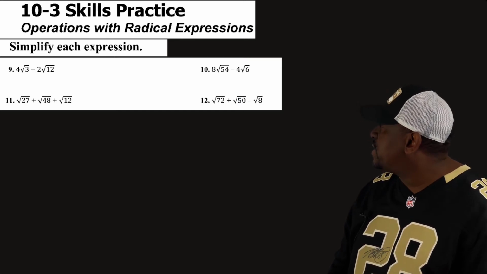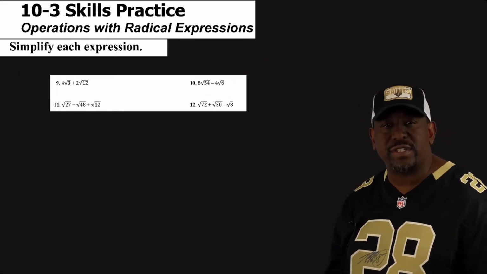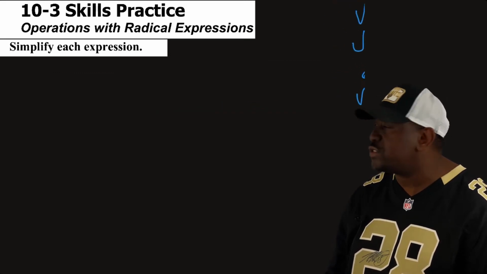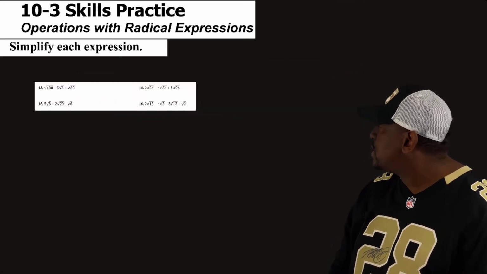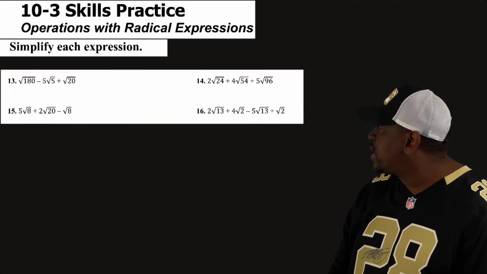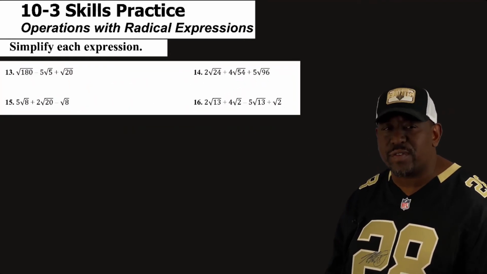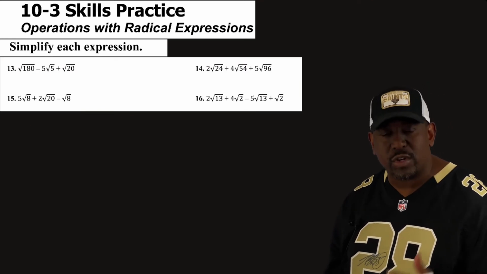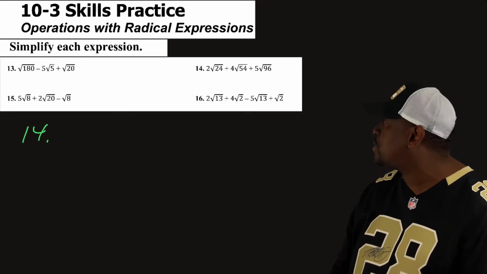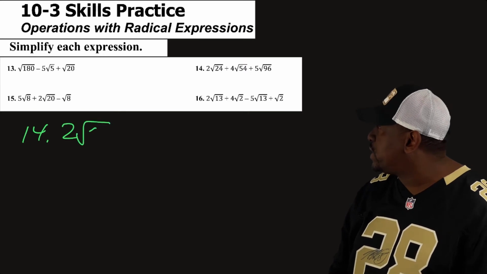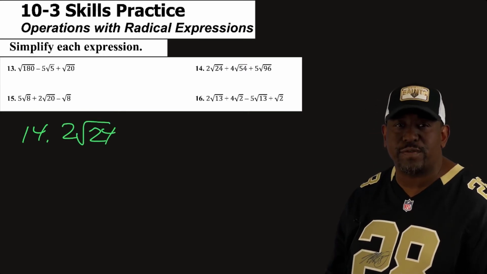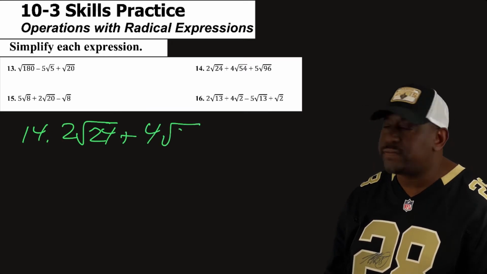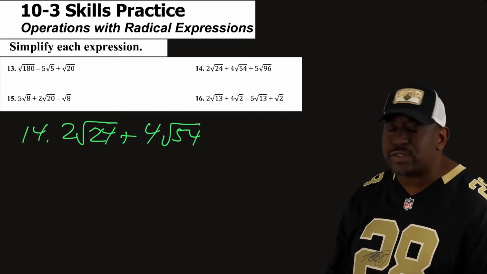And so we've done a variety of problems that deal with simplifying addition and subtraction radical expressions. There's a lot of different varieties of addition and subtraction problems, so I want to cover as many different types as possible. So now we'll go to 14. We have 2 times the square root of 24 plus 4 times the square root of 54 plus 5 times the square root of 96.